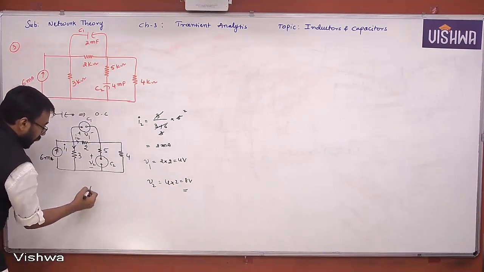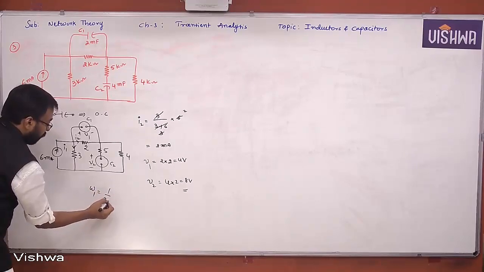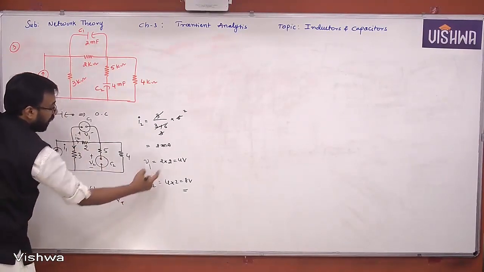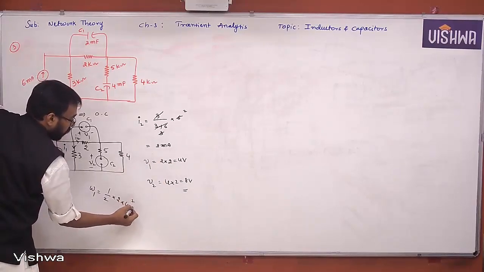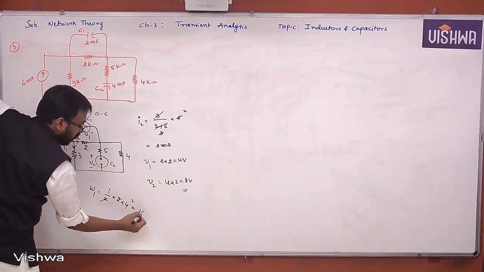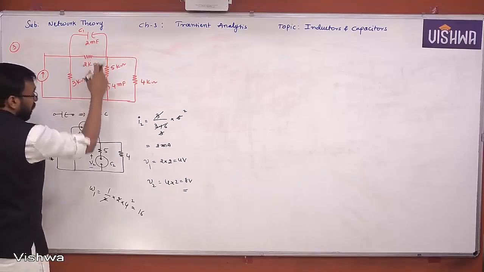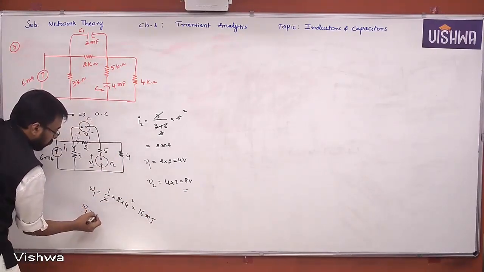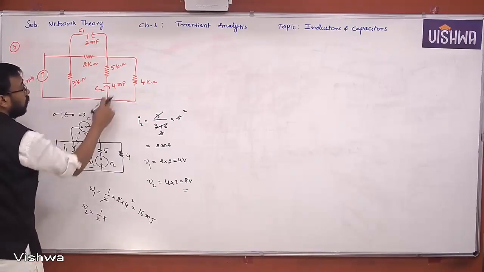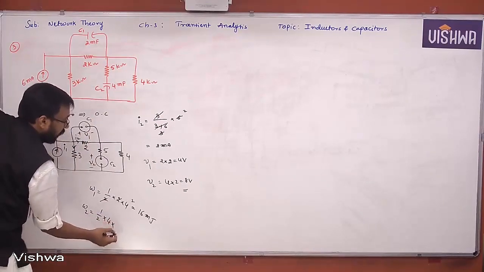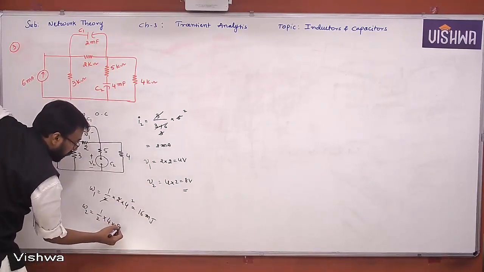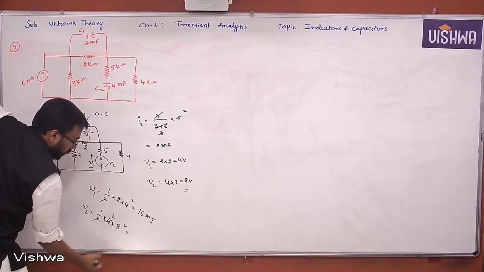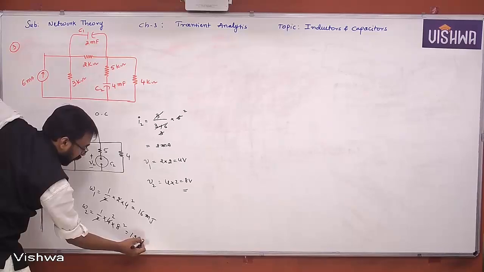Now what is W1? W1 is nothing but half C1. What is C1 value? 2. What is V1 value? 4. 4 square, 2 into 2, 16. Already this is millifarad, therefore millijoule. W2, half, C2, 4, voltage V2, 8. 8 square, 2 2 ja, 64 into 2, 128 millijoule.